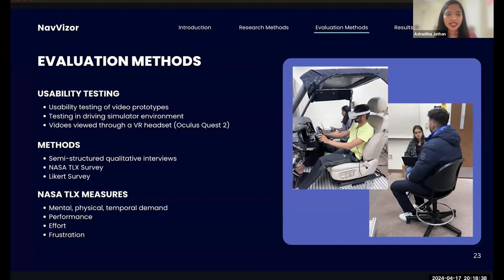We wanted to create an experience close to a real driving scenario, so we used Oculus, a VR headset, to show our video prototype. The videos were posted on YouTube and viewed through the Oculus. With this, we aim to make the experience more engaging for participants. For evaluation, we used methods like semi-structured qualitative interviews, NASA TLX survey, and Likert survey.